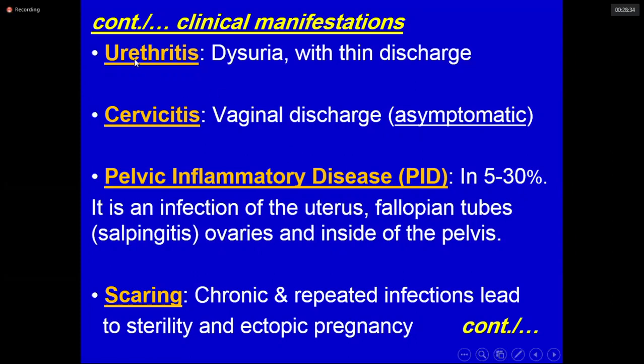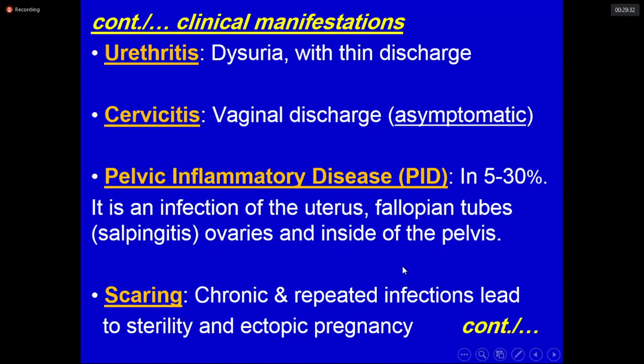Patient will suffer when he or she has urethritis, dysuria with thin discharge, cervicitis, vaginal discharge. Commonly, usually it is asymptomatic. What is pelvic inflammatory disease, PID? In 5 to 30% of Chlamydia trachomatis infection in women, it is accompanied by or complicated by PID. It is an infection of what? Of the uterus, fallopian tubes, that is to say salpingitis, ovaries, and inside of the pelvis. So when we say PID, we mean infection of the uterus, fallopian tubes, ovaries, and some other organs inside the pelvis. We call them pelvic organs.